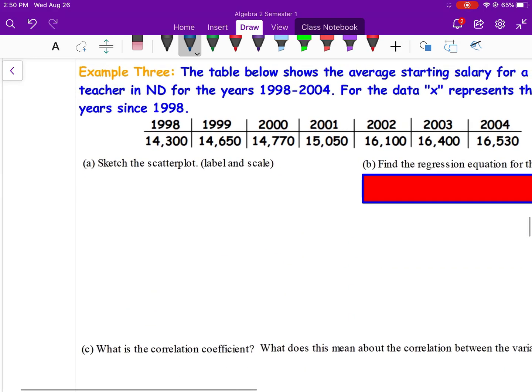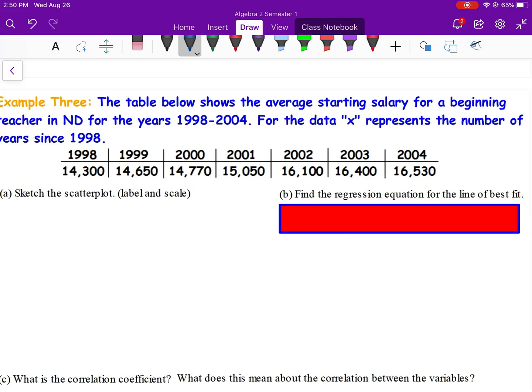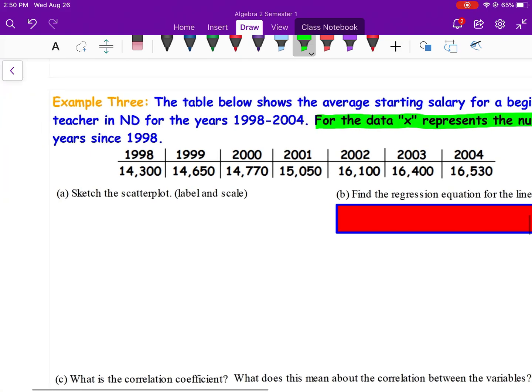Now, I'm not going to go specifically through this whole thing again. This one is a little different. It's just a matter of making sure you're reading carefully. The table below shows the average starting salary for a beginning teacher in North Dakota for the years 1998 to 2004. Here's the important part. For the data, X represents the number of years since 1998.